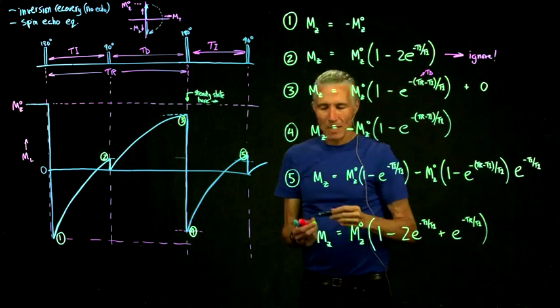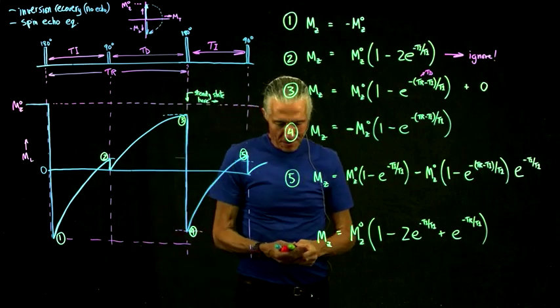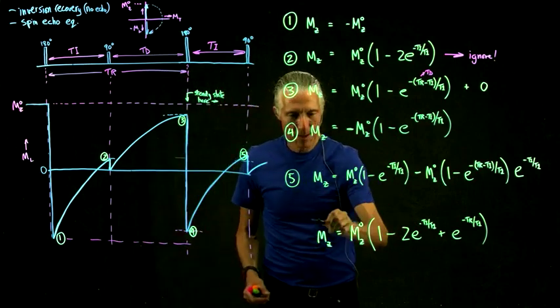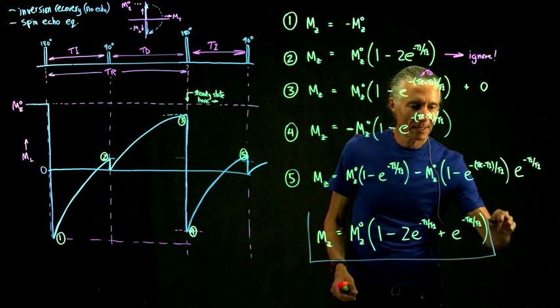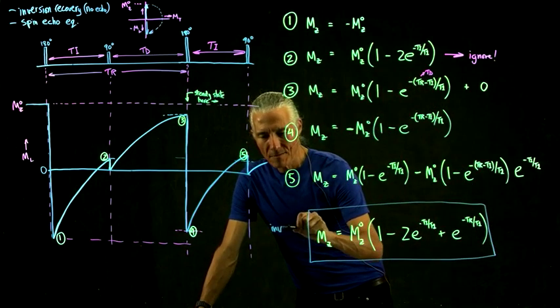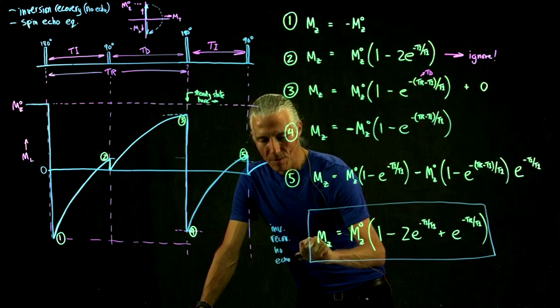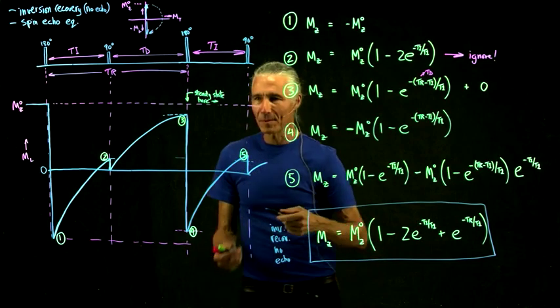So that's our final answer. What is this? It's the amount of longitudinal magnetization, inversion recovery, no echo. Because if we waited some time for an echo, there would be some T2 decay.